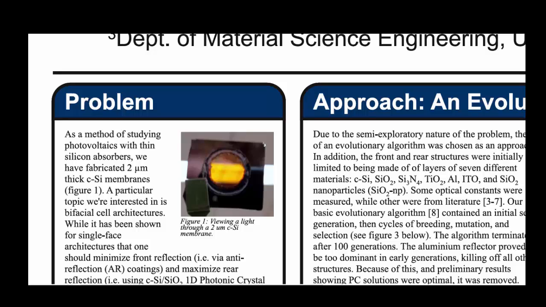All right, so what's the point of this work? As part of this collaboration, we're working with 2 micrometer thick crystalline silicon membranes and attempting to fabricate cells on top of them. You can see an image of a membrane being held up to a light in figure 1. And you can see that's quite thin. We got a lot of light through there. So we'll need to optimize this optical structure to make sure we absorb as much light as possible.